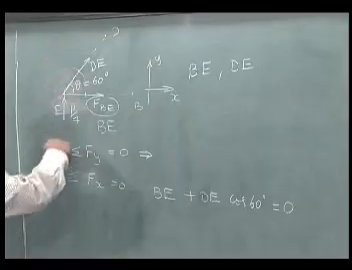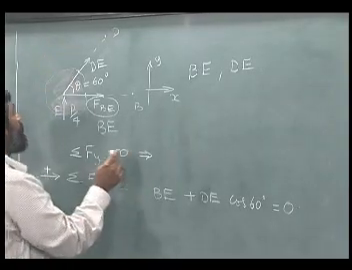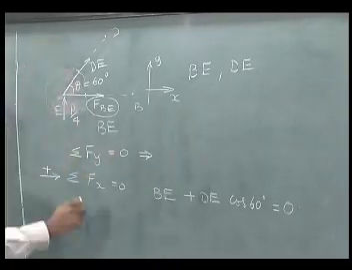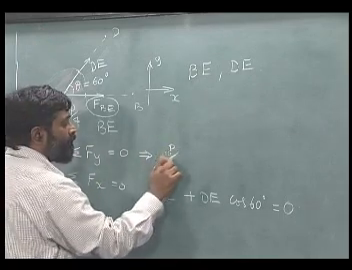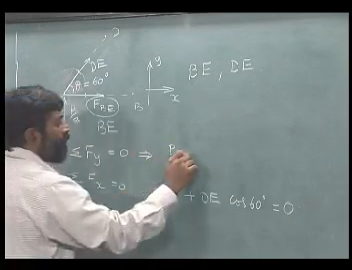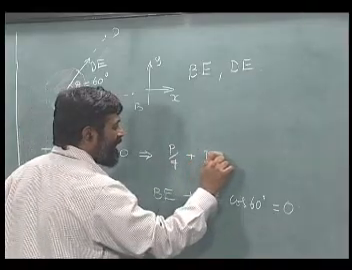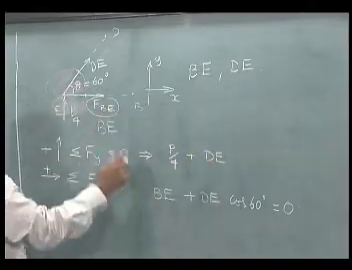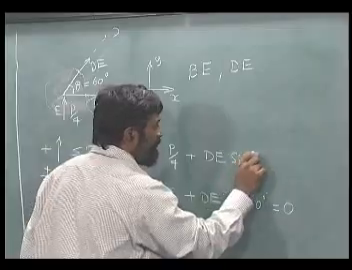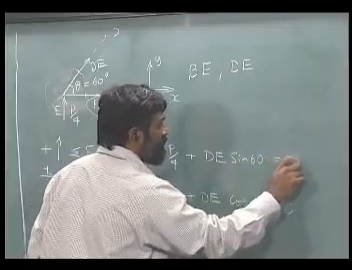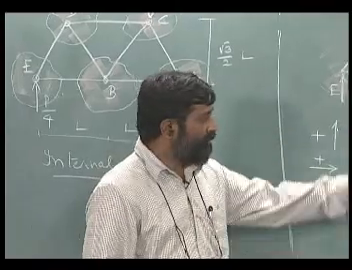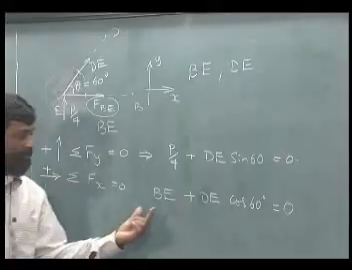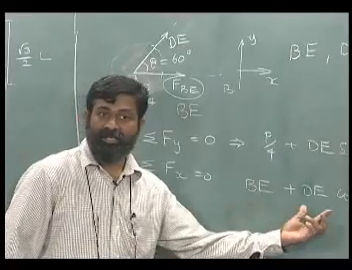The other equation concerns vertical equilibrium. Upward is positive, which means P by 4 plus DE sin 60 equals 0 for static equilibrium. Okay. From these two equations I can solve for BE and DE.